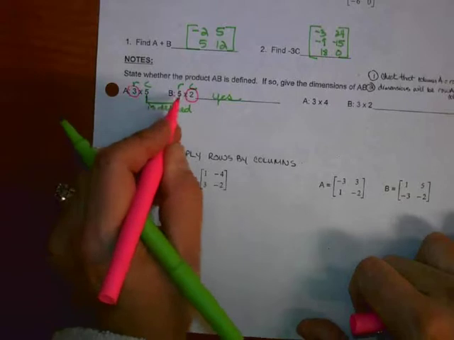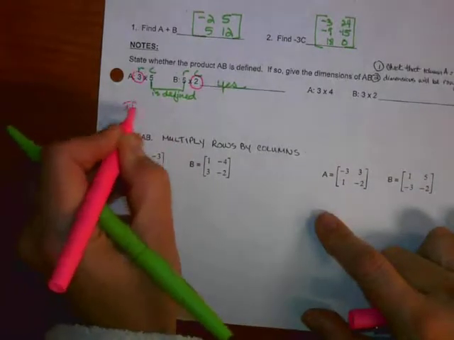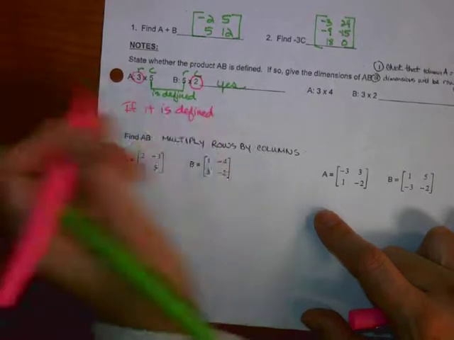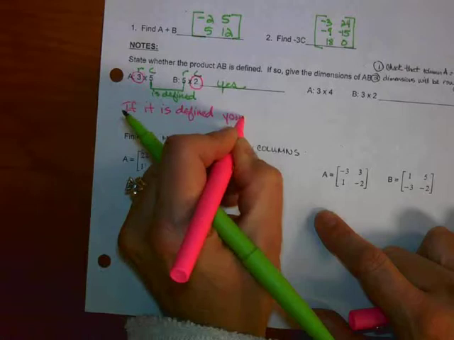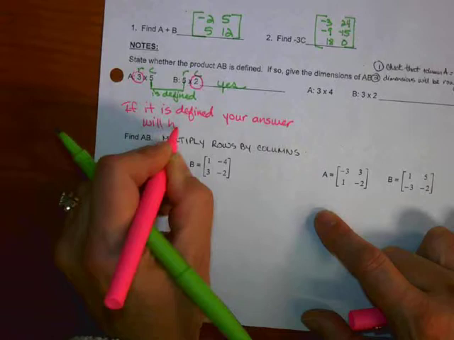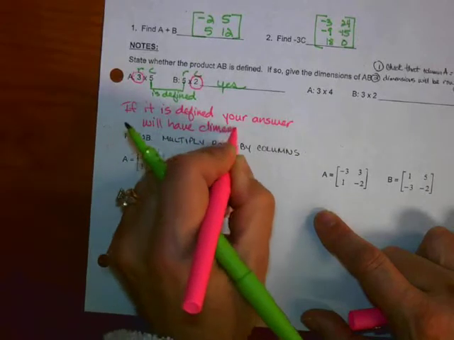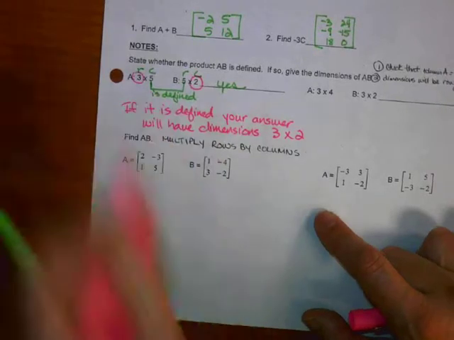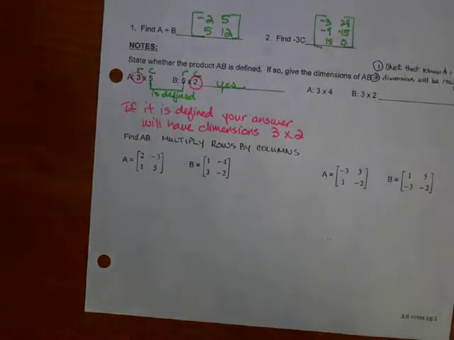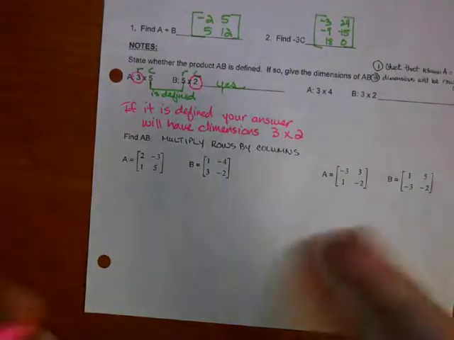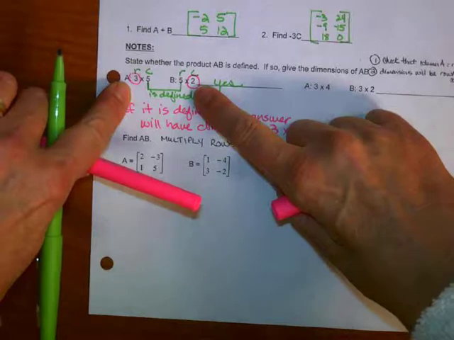So if it is defined, your answer will have dimensions 3 by 2, which is the outer numbers. Okay? It helps you set up the problem if you are aware of that. First of all, you cannot multiply if they're not defined. And if they are defined, then your answer is going to be the outer numbers, 3 by 2.